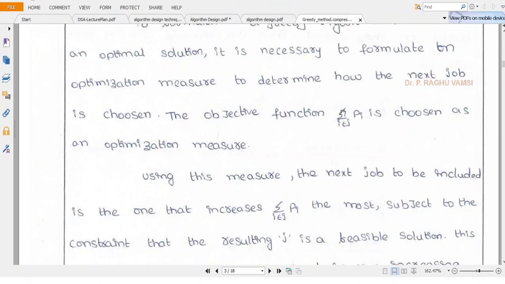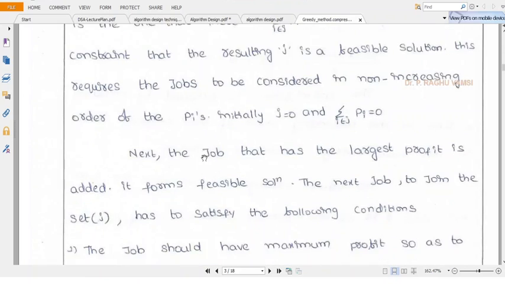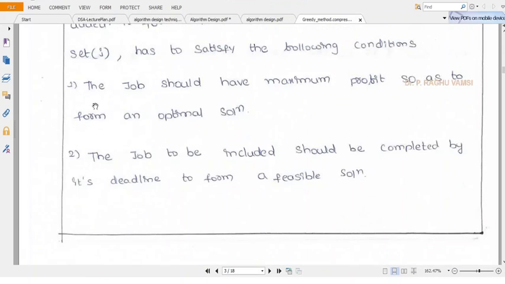The objective function is like this: sigma of Pi, for i equal to 1 to the number of jobs, is chosen as the optimization measure. So whenever you choose a job, it should have maximum profit so as to form an optimal solution. Whatever job you have selected must have maximum profit to reach the optimal solution. The job to be included should be completed by its deadline to form a feasible solution. These are the two conditions that need to be satisfied.